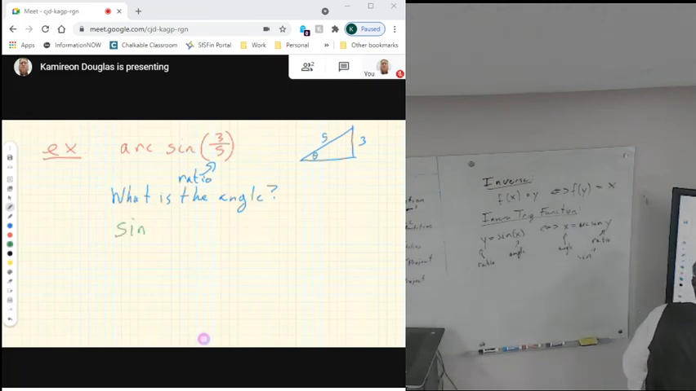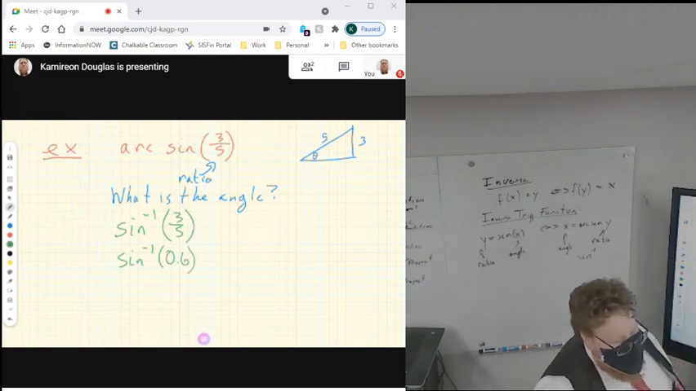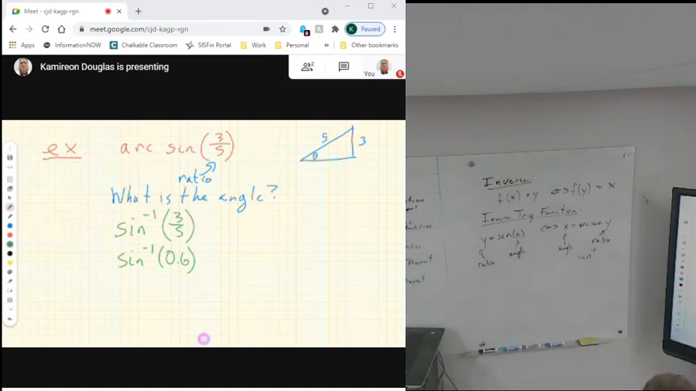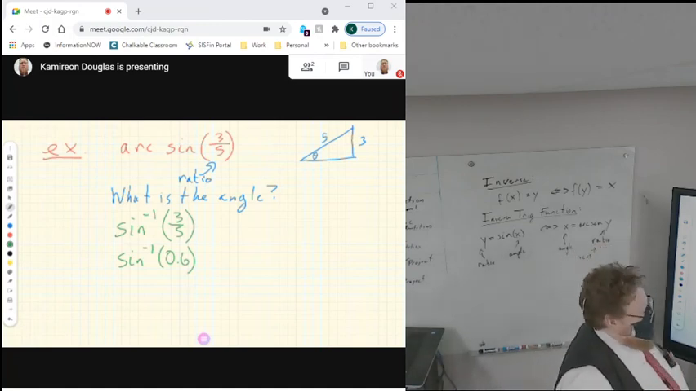On most modern calculators, they use this version of 3 over 5. You can also just do the decimal version, which is also pretty common to see. Wait, did you say arc sine is sine to the negative first? No, it's not negative first. Arc sine is sine inverse. To the negative first is something completely different. They look similar, but they are very, very different.